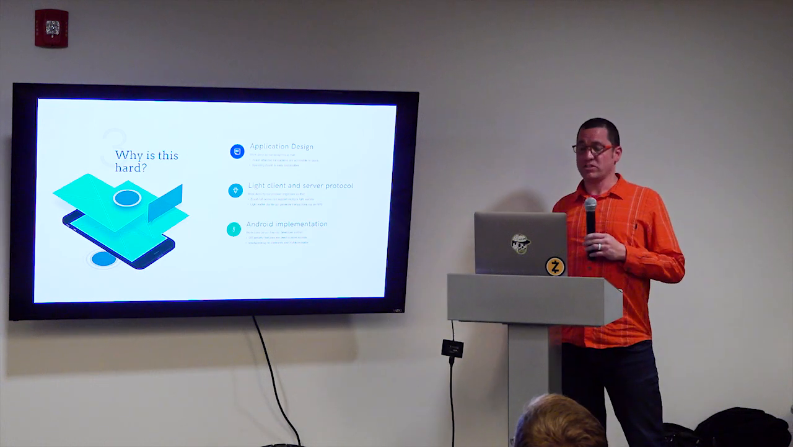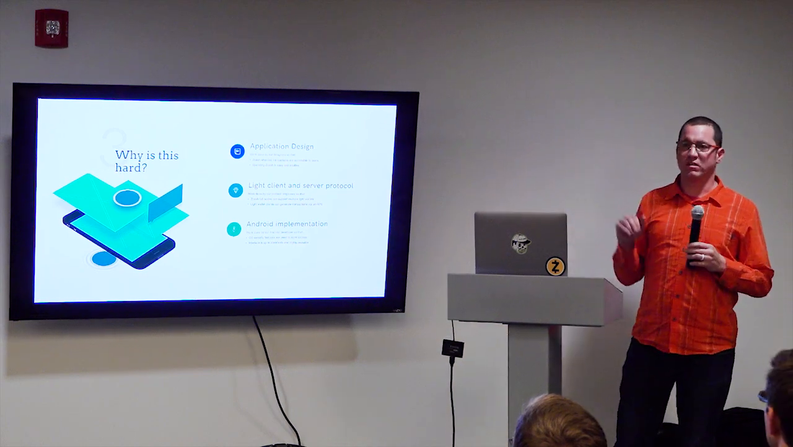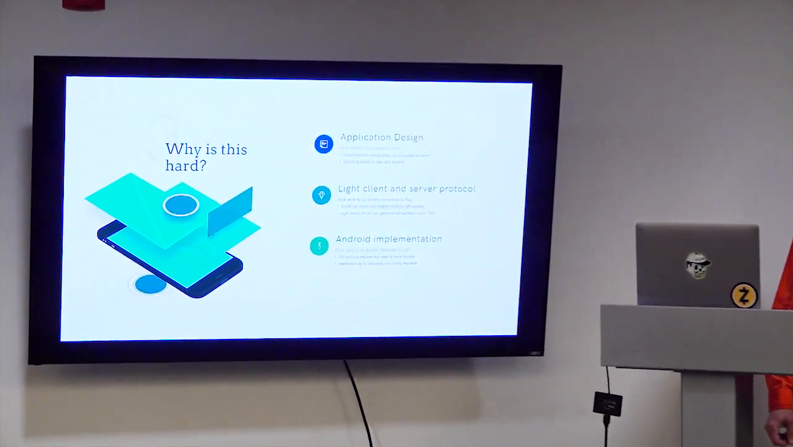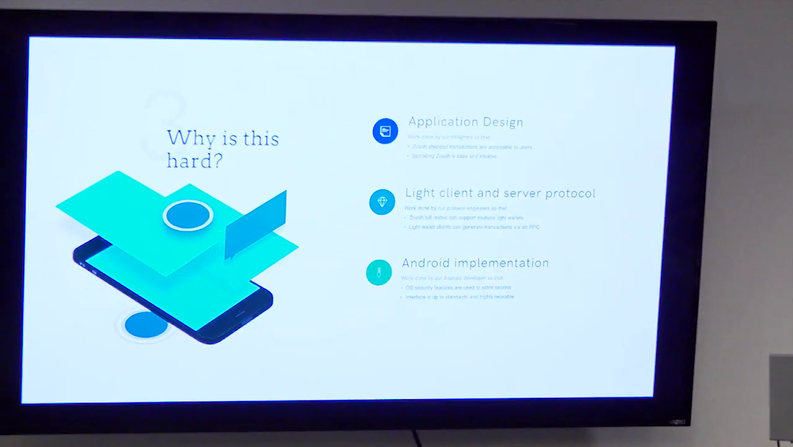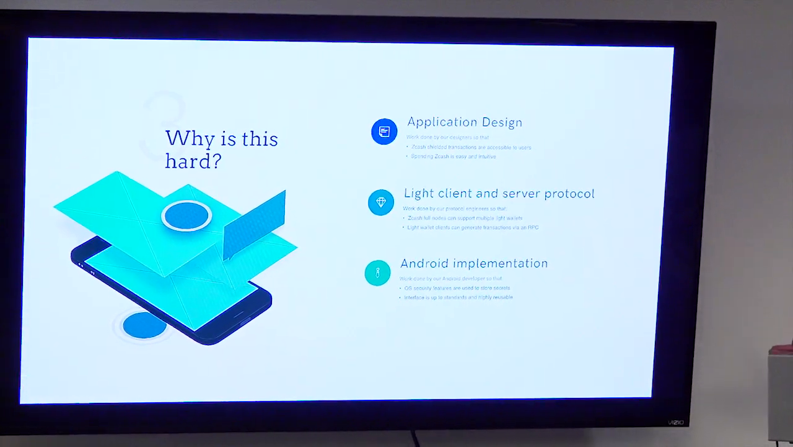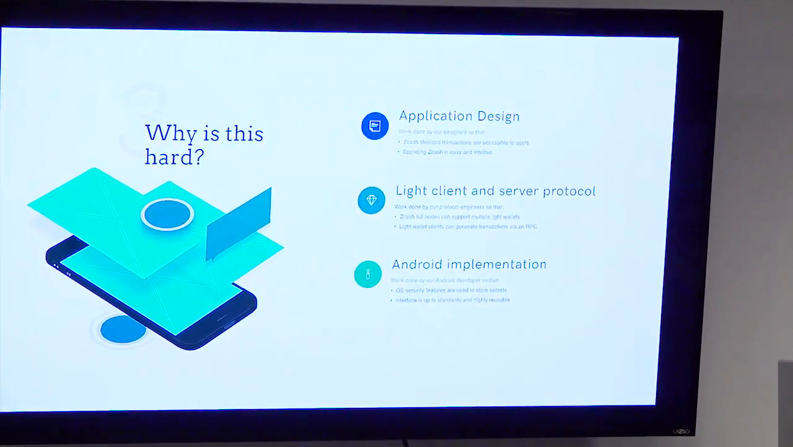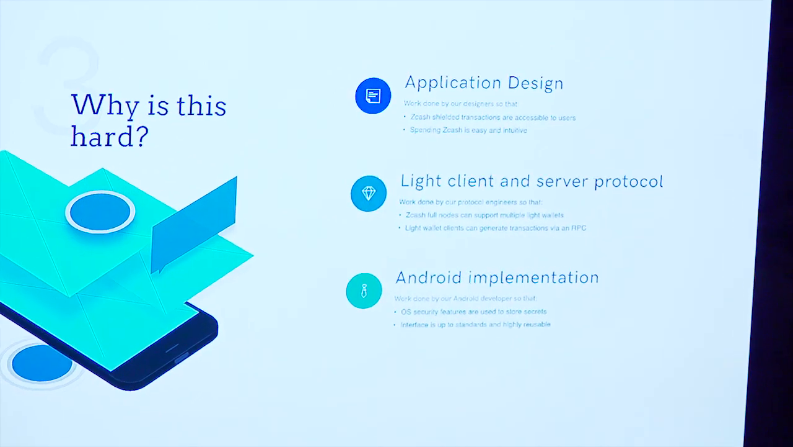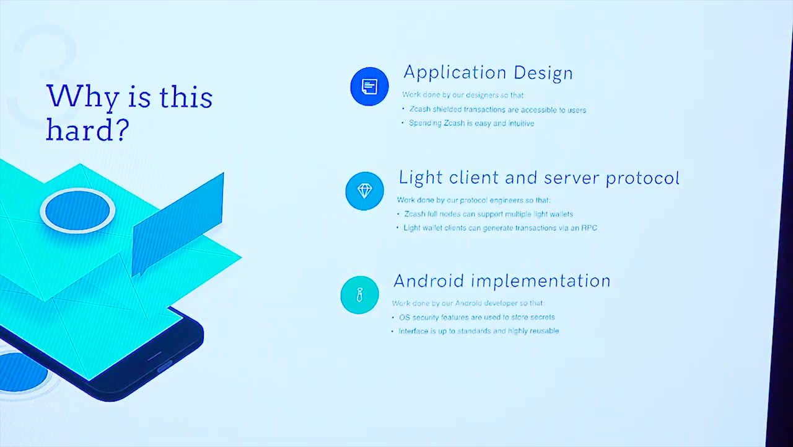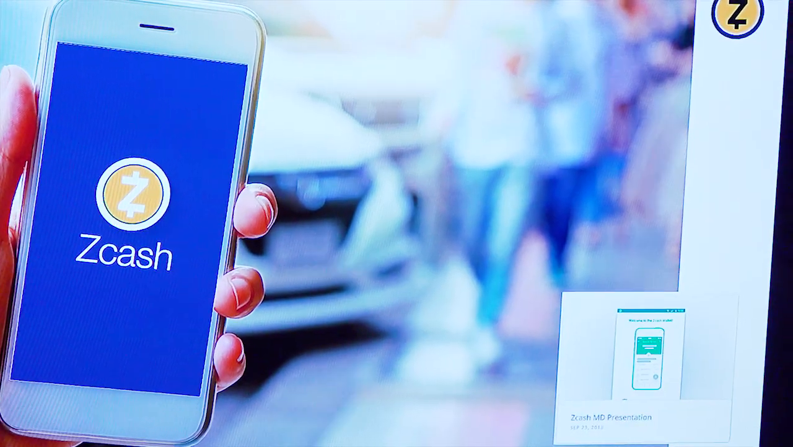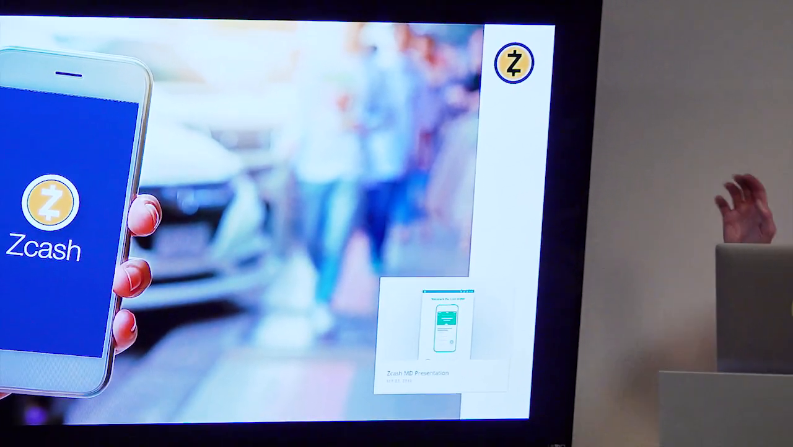Finally, Android implementation. The base security of the OS of Android is not as tight as iOS. We're going to fix that by including security libraries with it. This means that we don't have an out-of-the-box solution. We have to work on that. Finally, I'm going to give you guys a little demo. I don't want to just talk about something, I want to show you something.